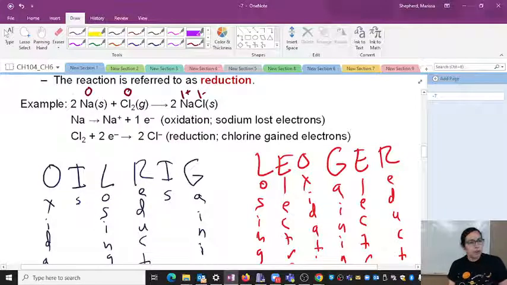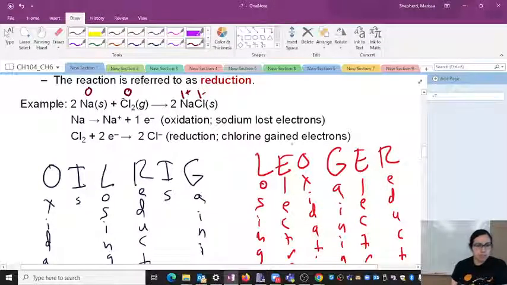And then chlorine goes from the 0 to -1 oxidation state. So it's becoming more negative. If it's becoming more negative, that means that it's gaining electrons. And so we see that chlorine gains 2 electrons, since we have 2 equivalents of chlorine there to give us 2 equivalents of chloride. Then we can say chlorine is undergoing reduction, again, since it gained those electrons.